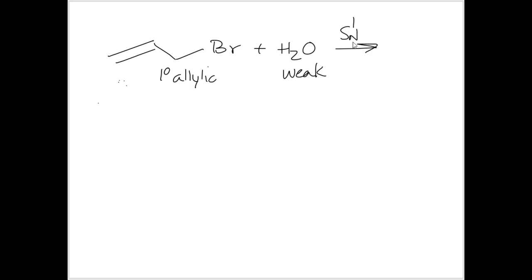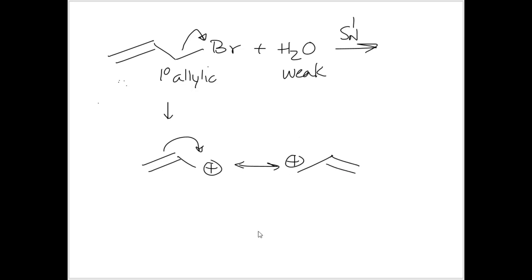SN1 reactions can only occur by a carbocation intermediate. Can this primary allylic halide form a carbocation? Yes, one that's stabilized by resonance. So I would break the carbon-bromine bond and form my carbocation. And now I would have a second resonance structure that I could draw for that carbocation. And of course, the resonance hybrid for this would have partial double bonds and then partial charges on the two ends. So that would be my resonance hybrid. So an allylic bromide can undergo SN1.